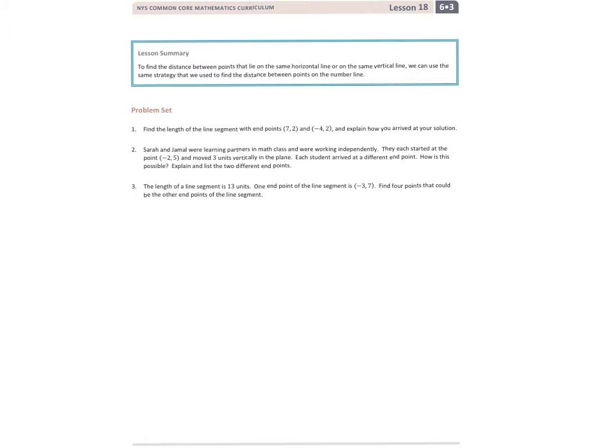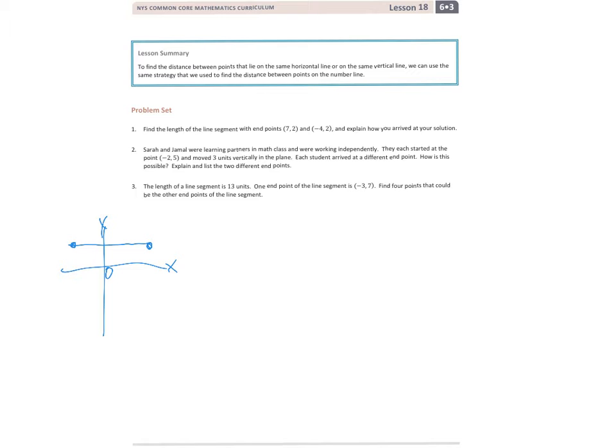Find the length of the line segment with endpoints 7, 2 and negative 4, 2. So I've got all this room down here, I think I'll do a little drawing. There's 7, 2, and then negative 4, 2. So I just get an idea of where those points might be, and this is my 0, this is my x, this is my y.